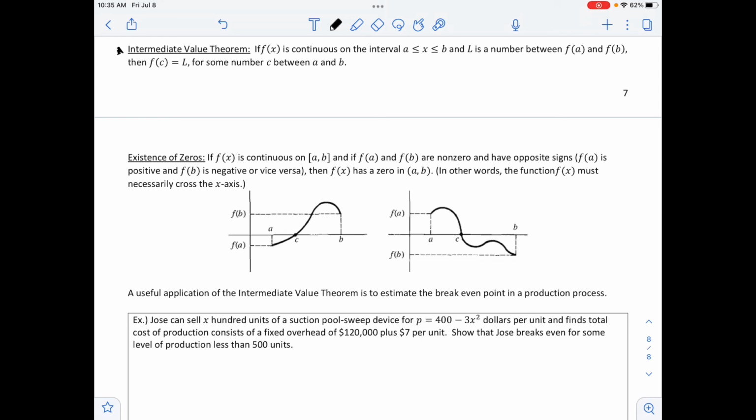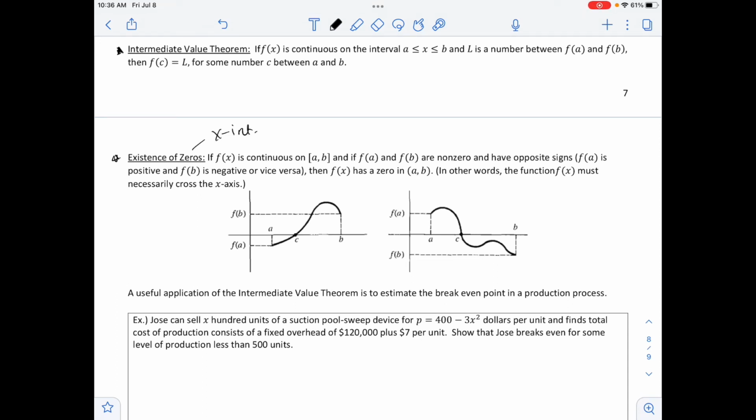And this is used for the existence of zeros. And so this says that if f of x is continuous on the closed interval a to b, and if f of a and f of b are non-zero and have opposite signs, so that means that one of them would be positive and one would be negative, then f of x has a 0 in the closed interval a to b. In other words, the function f of x must cross the x-axis, and so we would have a 0 there, or an x-intercept. And so yes, another word for 0 is an x-intercept.